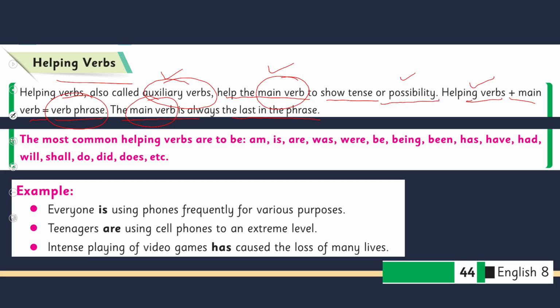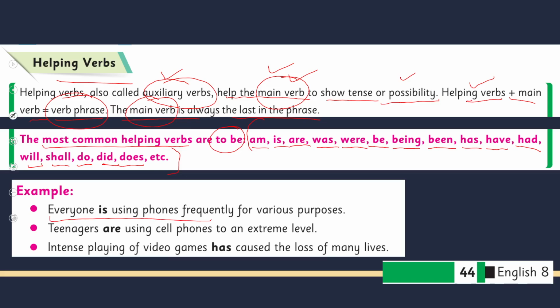Now let's look at the most common helping verbs that we need to memorize, and they are the verbs of to be. Am, is, are, was, were, be, being, been, has, have, had, will, shall, do, did, and does, etc. All these are our helping verbs, and they are helping our main verb as we discussed over here. Let's look at them in different examples.